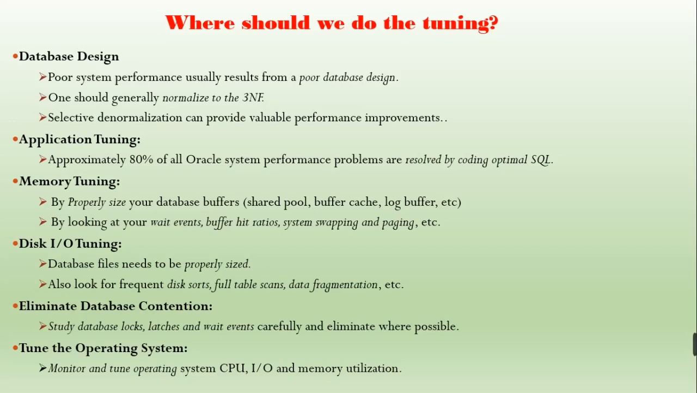Where should we do that tuning? Database design. Poor system performance usually results from a poor database design. One should generally normalize to the third normal form, 3NF. Selective denormalization can provide valuable performance improvements. Second thing, application tuning. Approximately 80% of all Oracle system performance problems are resolved by coding optimal SQL.